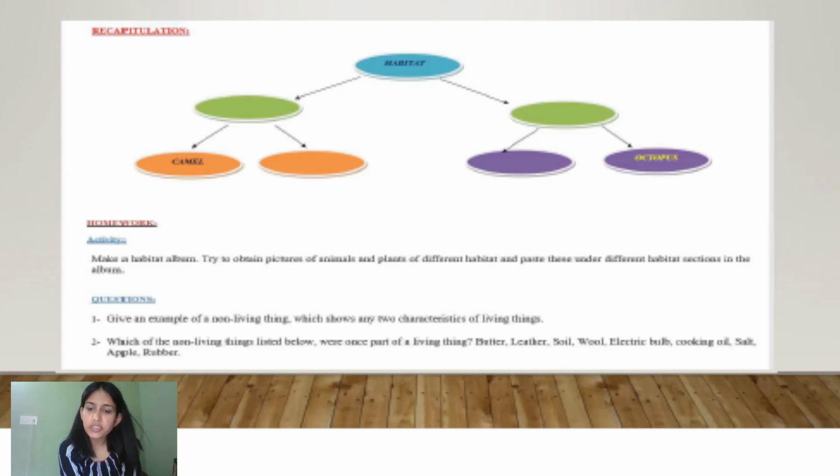And which of the non-living things listed below were once part of a living thing? Butter, leather, soil, wool, electric bulb, cooking oil, salt, apple, rubber. You'll be telling which of the non-living things listed here were once part of a living thing. So I hope the instructions are clear to you, and you must have learned everything that I tried to tell you here.